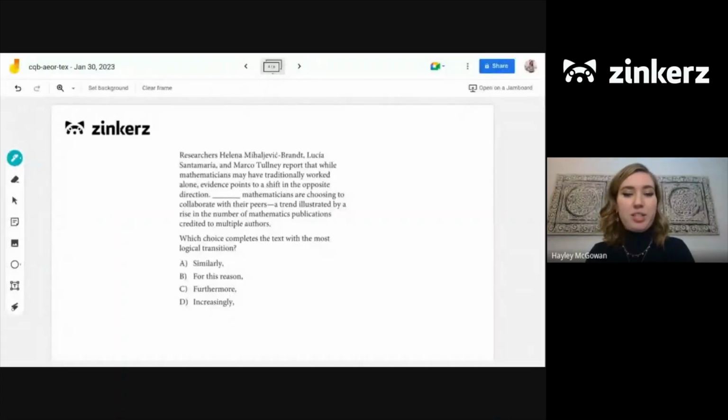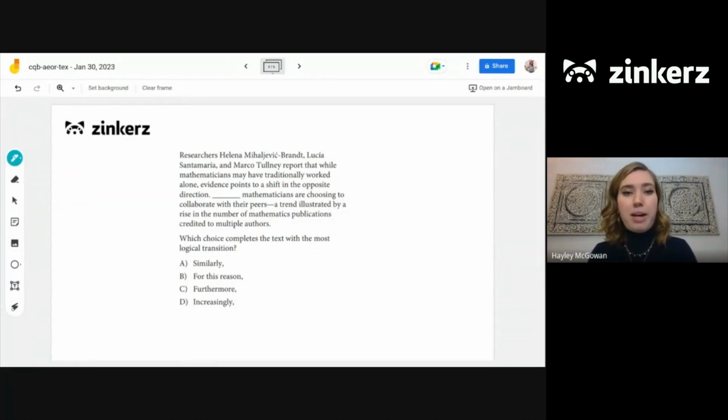For this next one, we have another transition question, so let's take a look. Remember for these questions, we're always thinking about how to complete the text with the most logical transition. That means we need to think about what ideas come before, what ideas come after, and how they're related. That relationship is the biggest thing.